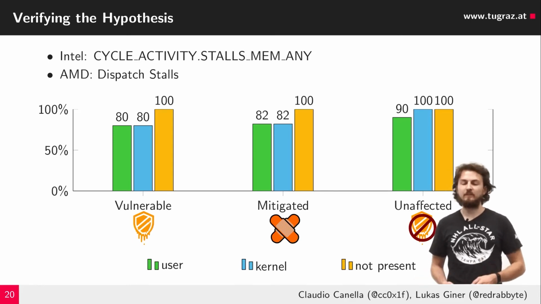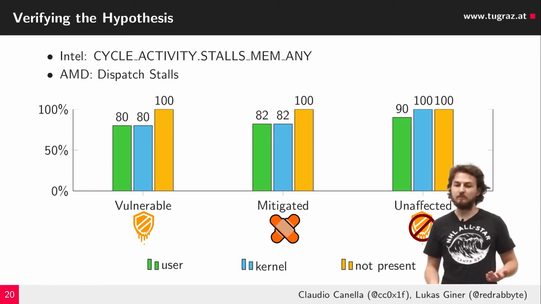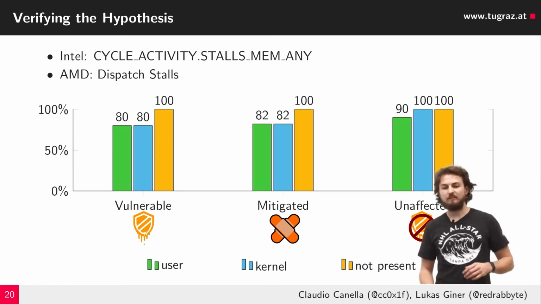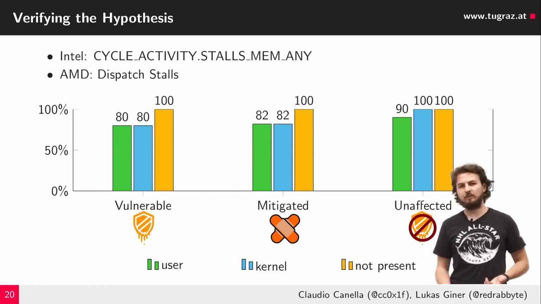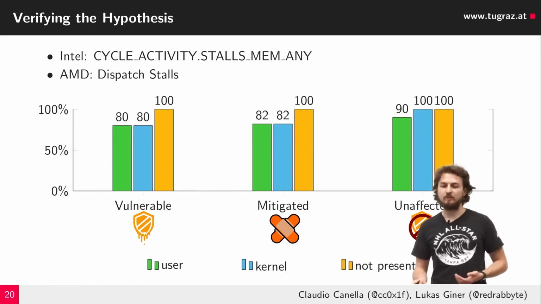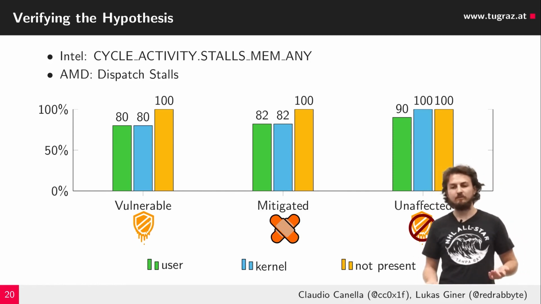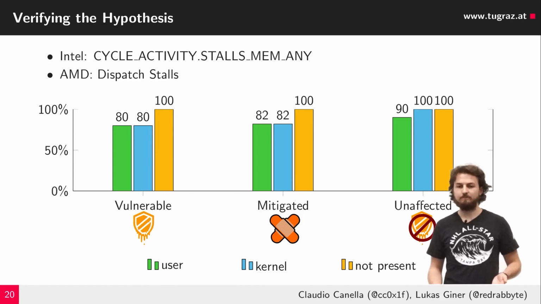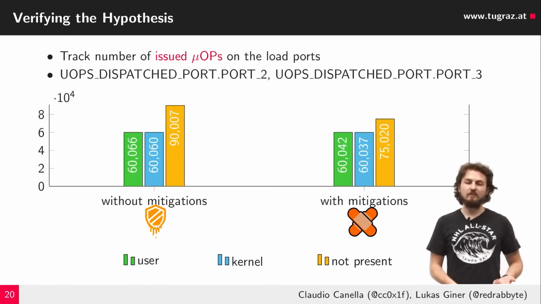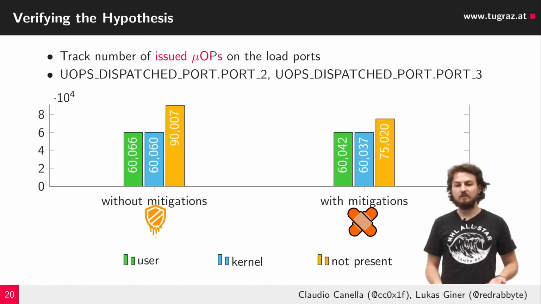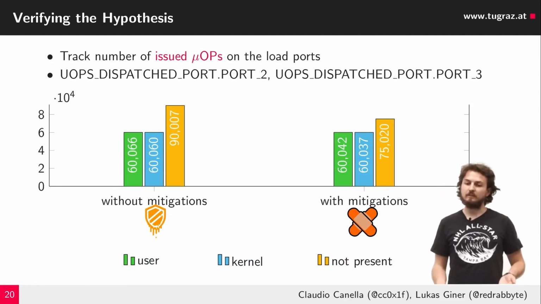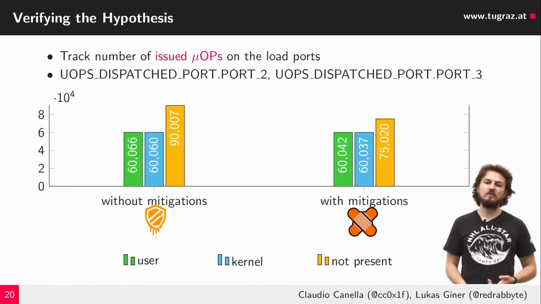We compared it with unaffected AMD CPUs, and as we can see on mitigated and vulnerable CPUs, there's no difference between user and kernel addresses in the stalling behavior. But for non-present pages, we always stall. And on the unaffected AMD CPUs, for kernel pages, we also stall. So this is a first indication that we might be correct. Second one is then we looked at the number of issued microops on the load ports. And we can again see that for user and kernel addresses on mitigated and unmitigated CPUs, it is roughly the same.